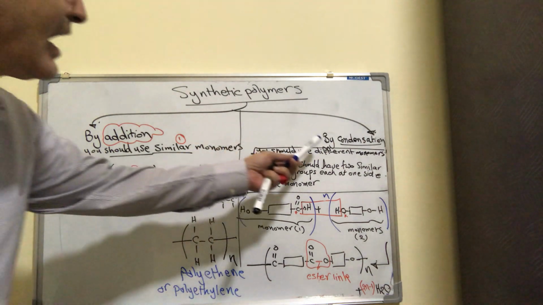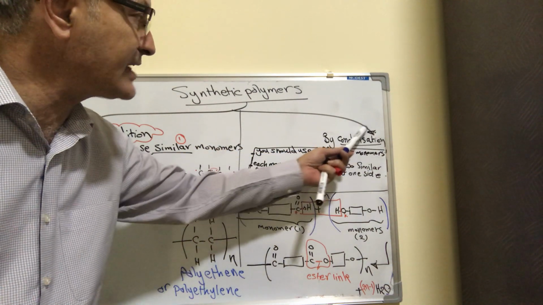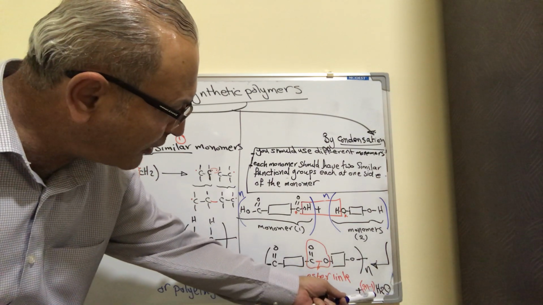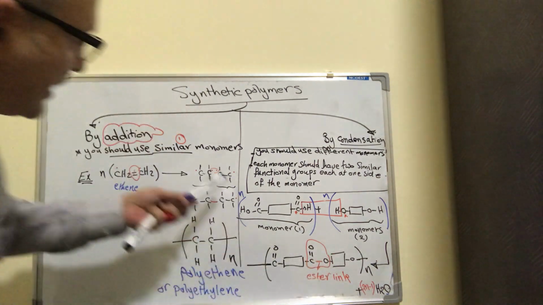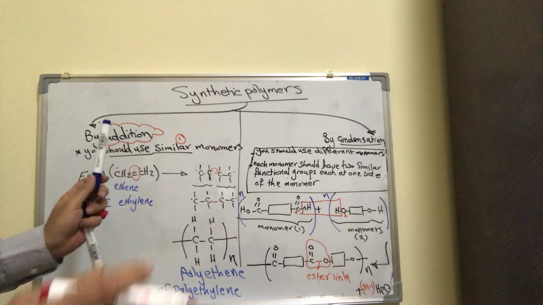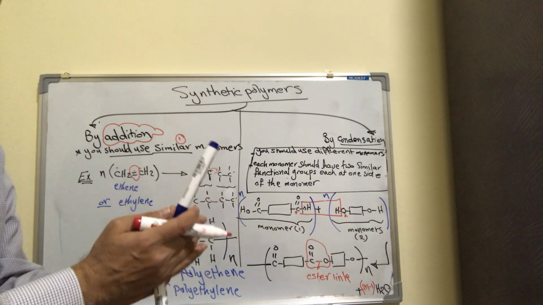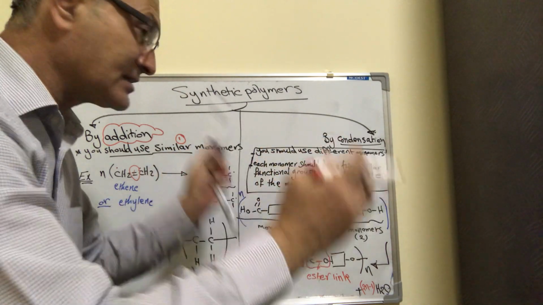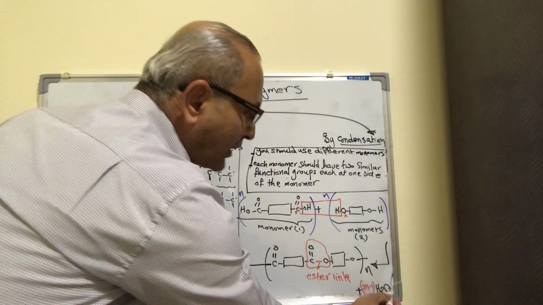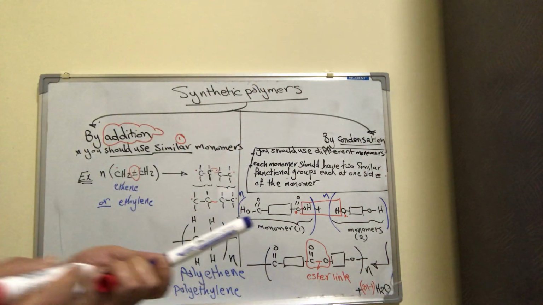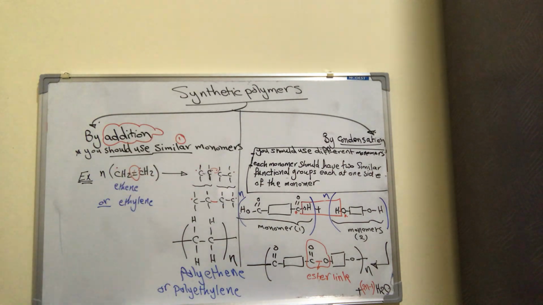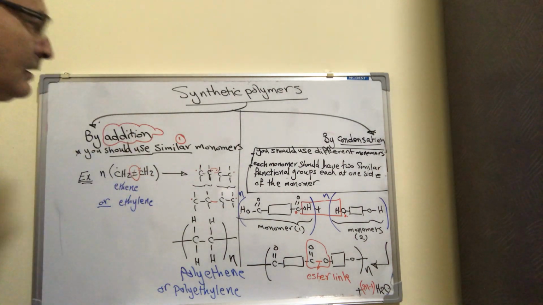So why is it called condensation? Because there is a side product beside the polymer that is formed, which is what? H2O. Here, nothing beside the polymer is formed. That's why it is called addition. Addition means adding together without losing anything. Condensation means adding together but losing some small molecules, which are what? In this case, water molecules. This is the difference between addition and condensation.